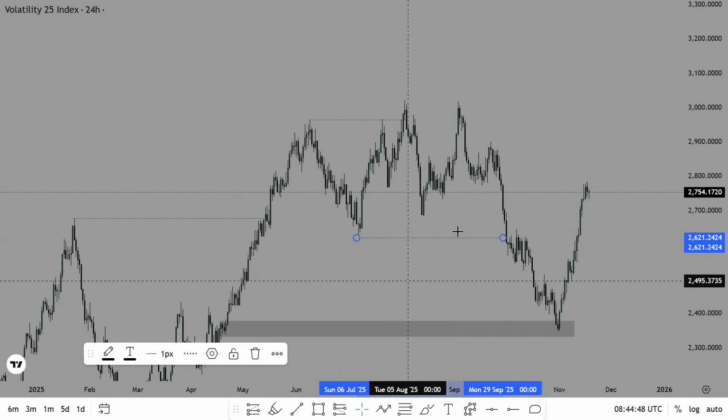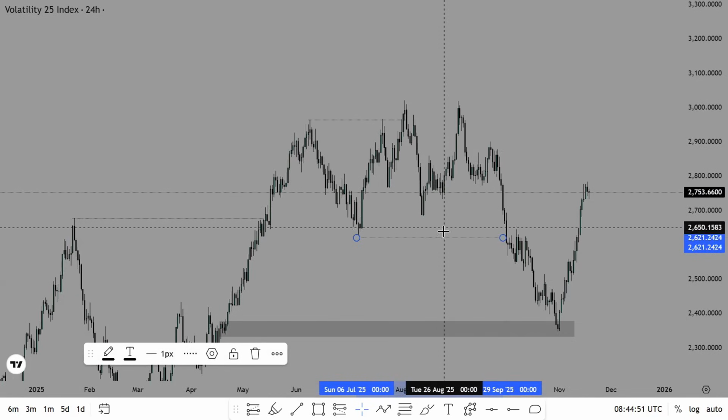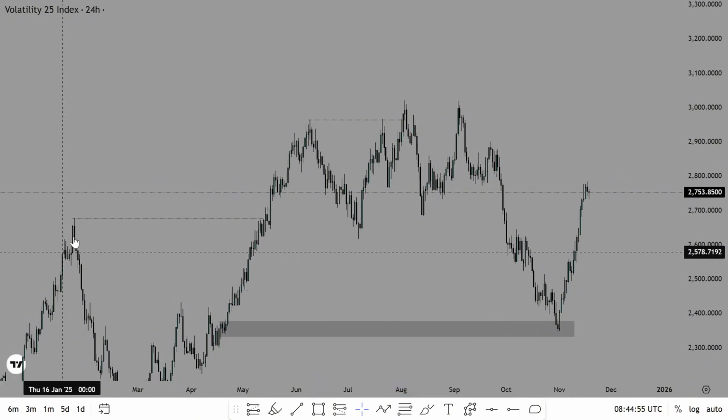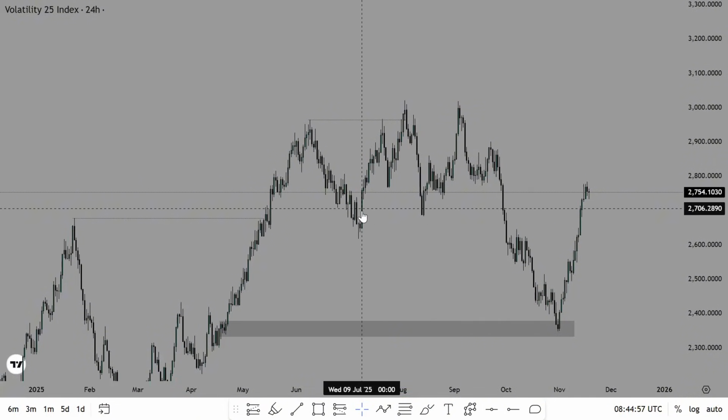But for me, on this higher time frame, we do not have a break of structure yet, right? So I have marked out my break of structure right on the higher time frame.